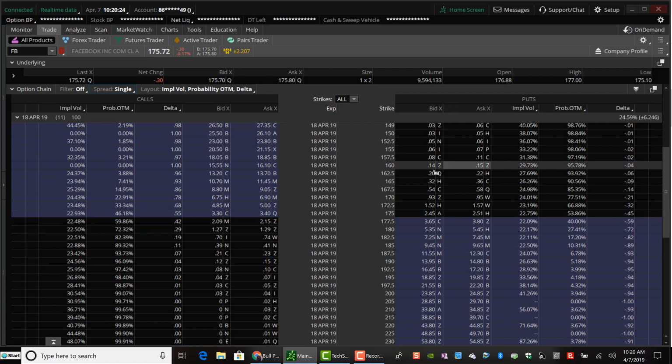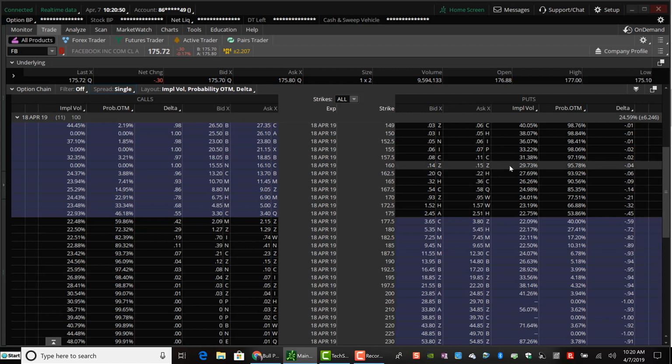So the probability of this 160 strike being out of the money is even higher, 95.78%. So if you just sell it, you'd be able to take in 14 cents of credit. As you can see, that's what the bid price is. Okay, now if it was to go against you and you just sold a naked put, that's where the problem lies. That's when you can get into some trouble.